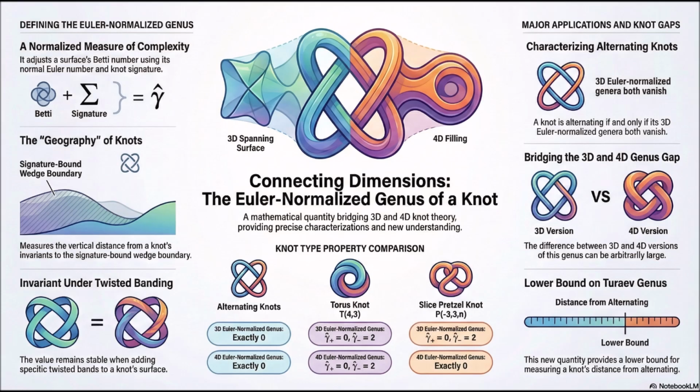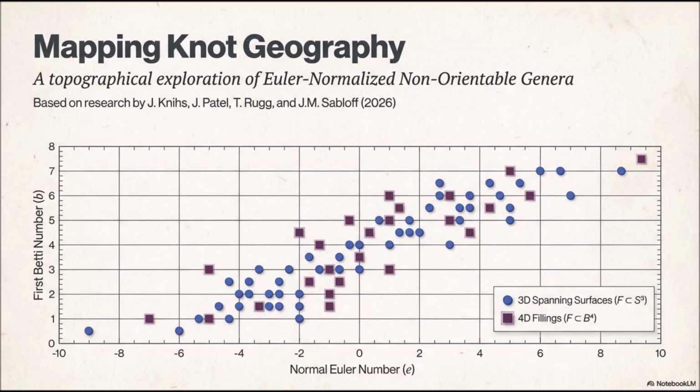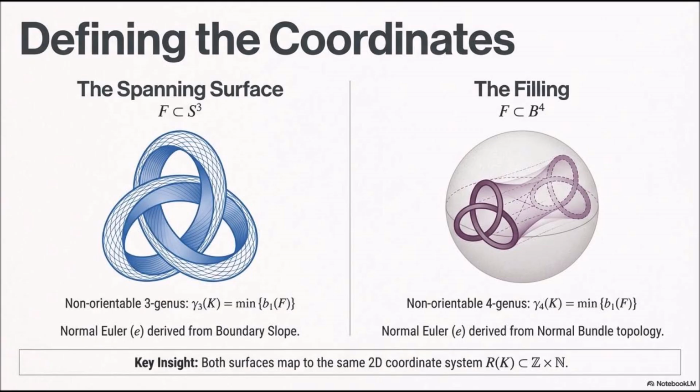The logic is simple. The 3D genus just adds up because of additivity. So you get 2 plus 2 plus and so on, which is 2n. But the 4D genus stays 0 because the connected sum of slice knots is still a slice knot. So the gap between them, 2n, can be made as large as you want just by taking more copies. So the difference between the 3D and 4D Euler-normalized genera can be arbitrarily large.